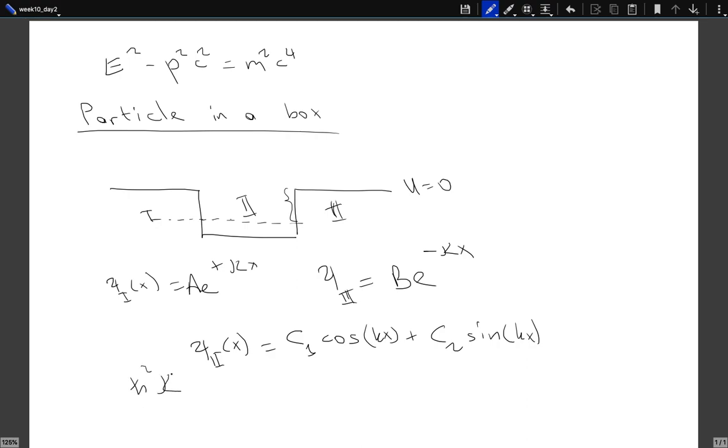Where here h bar squared kappa squared over 2m is defined as minus E, and h bar squared k squared over 2m is equal to E plus U0. And the energy over here is minus U0.